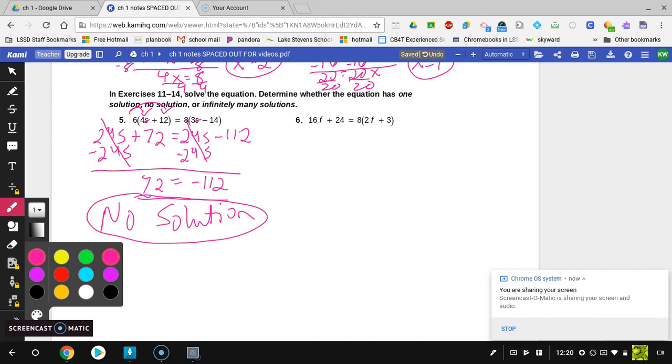It won't check out. If you were to check an answer, any answer, positive number, negative number, zero, decimal, fractions, it doesn't make any difference. None of them will ever check out. Okay? All right, so let's take a look at number 6 then.